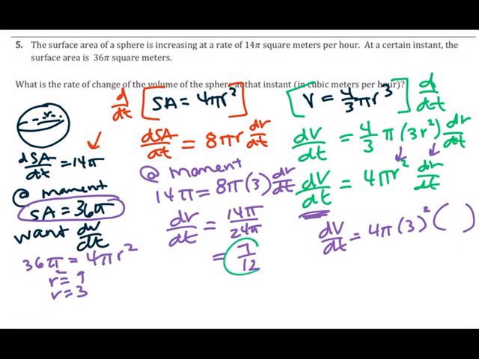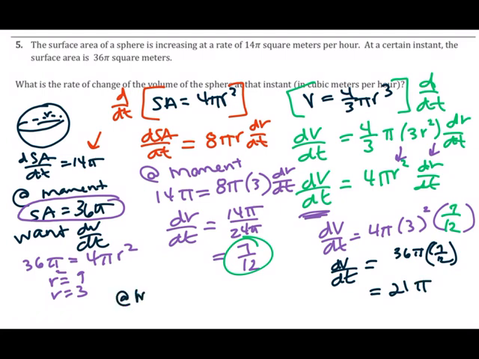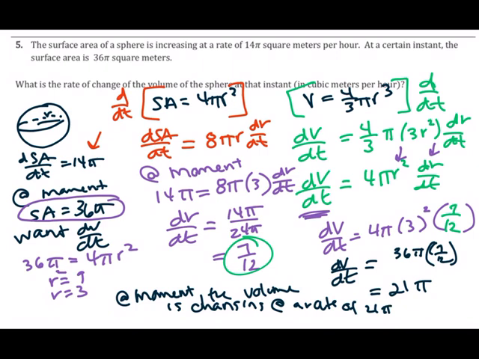So I'm going to take 7 over 12 and plug it in over here so that I can find the rate of change of the volume, which is going to be 4 times 9, 36 pi times 7 over 12. And this is just going to simplify to be 21 pi. So at the moment, the volume is changing at a rate of 21 pi, and our units here are cubic meters per hour.